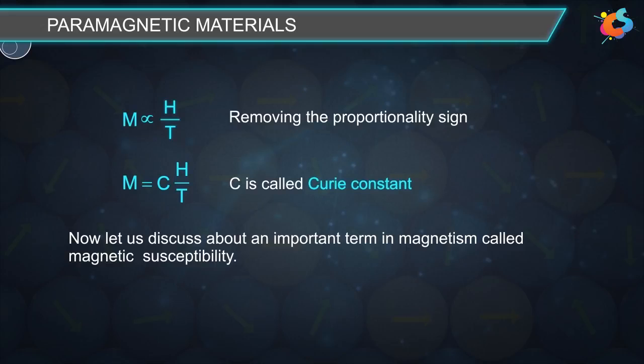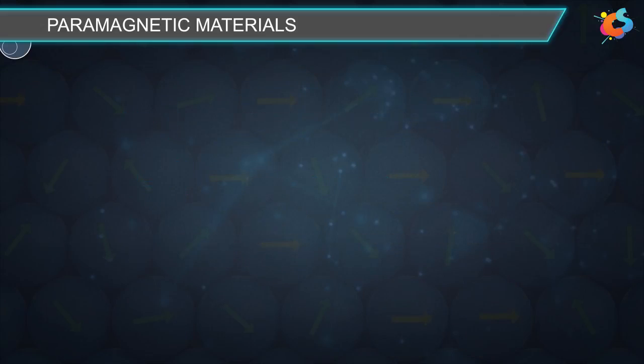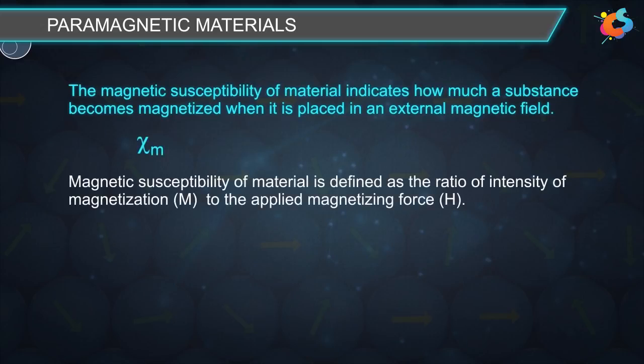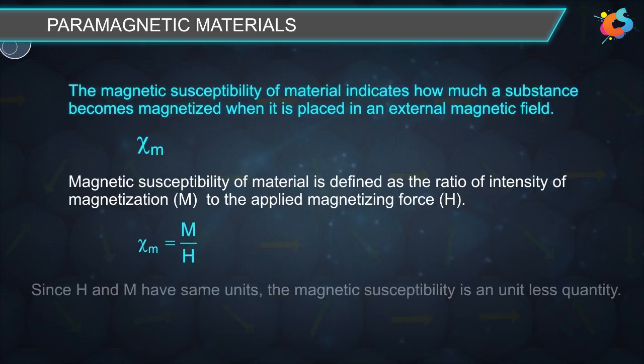Now let us discuss an important term in magnetism called magnetic susceptibility. The magnetic susceptibility of a material indicates how much a substance becomes magnetized when it is placed in an external magnetic field. It is denoted by the symbol chi-m. Magnetic susceptibility is defined as the ratio of intensity of magnetization M to the applied magnetizing force H. Chi-m is equal to M by H. Since H and M have the same units, the magnetic susceptibility is a unitless quantity.